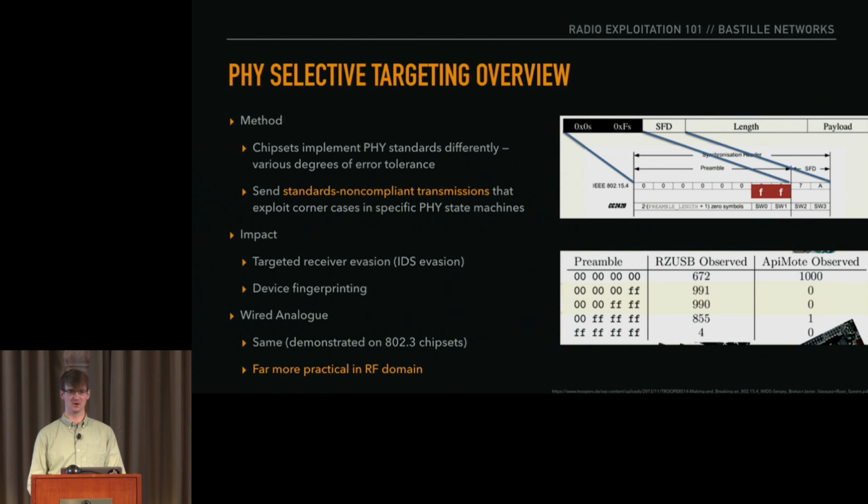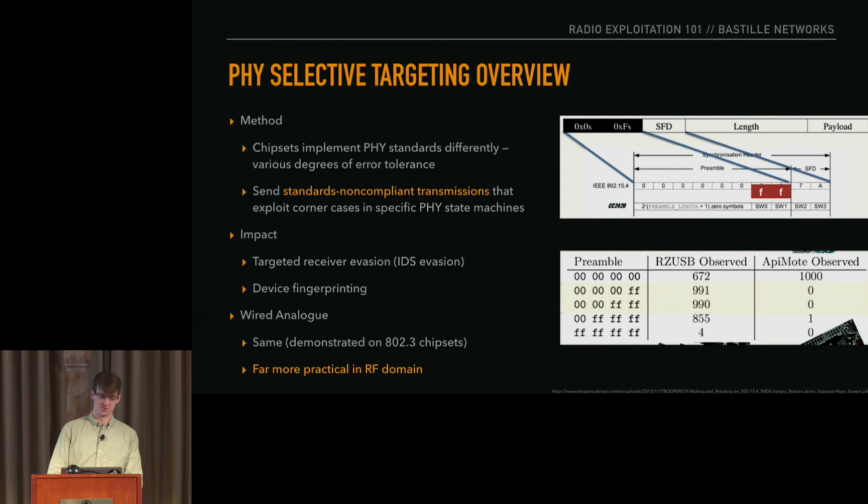And as you might imagine, there are lots of places for that to go awry, but also there are legitimate places where they have to make their best determination of the best way to implement the standard as closely as they can. So there can be lots of gray areas for corner cases to emerge in different physical layer implementations. So we can abuse that. We can essentially characterize and fingerprint the deterministic state machines that these RF physical layers are built on. And with that characterization, we can then send standards non-compliant transmissions that exploit different corner cases in each PHY.